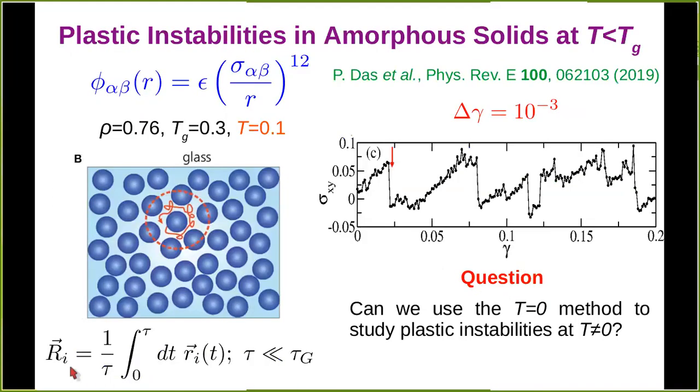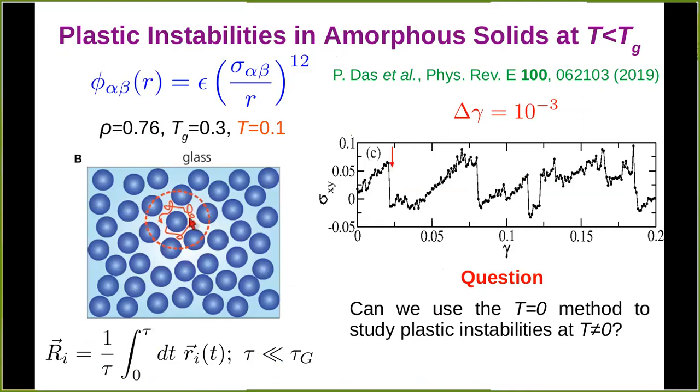To study the plastic instabilities in amorphous solids at temperature T less than Tg, we consider an amorphous system in which constituents interact via an inverse power law potential with power law exponent 2. We chose the density of particles in the system to be 0.76. That gives rise to a glass transition temperature Tg equal to 0.3, and our working temperature is T equal to 0.1. That is 1/3 of Tg. As we are working at finite temperature, this is the typical trajectory of a particle in the system.